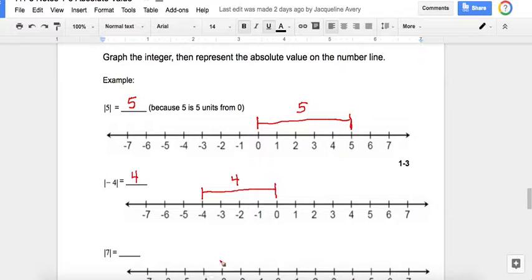And the last one, we're going to mark a spot at 7. We're going to mark a spot at 0. And we're going to connect those. So how far is 7 away from 0? Hopefully you said 7. So the absolute value of 7 is 7. Okay.